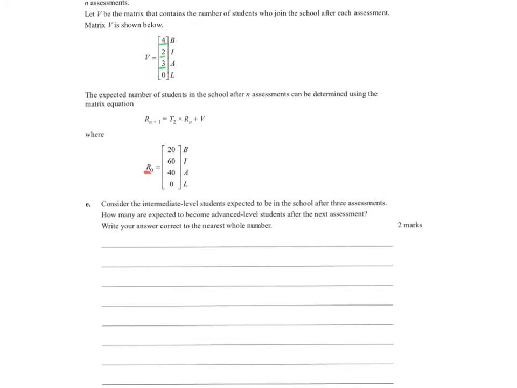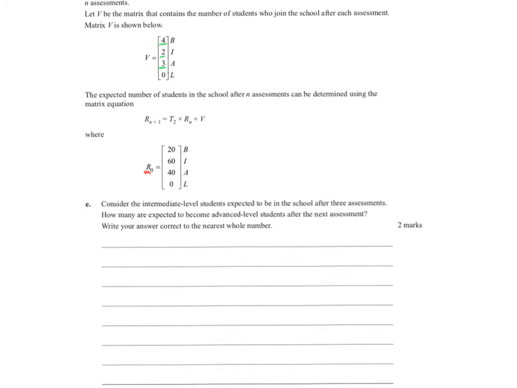0 have left. Okay, so question E, consider the intermediate level students expected to be in the school after 3 assessments. How many are expected to become advanced level students after the next assessment? Write your answer correct to the nearest whole number.